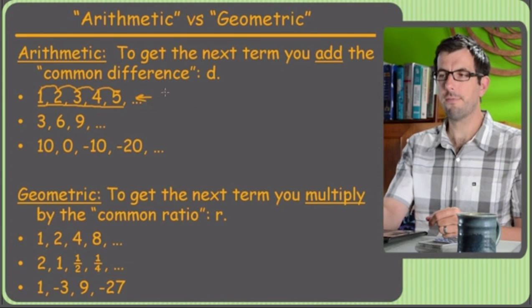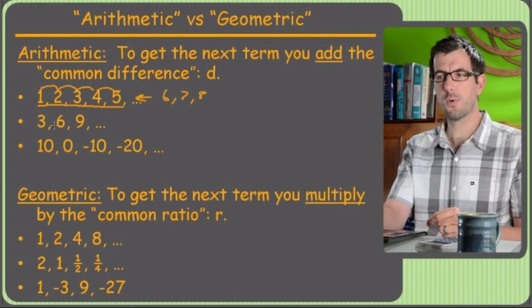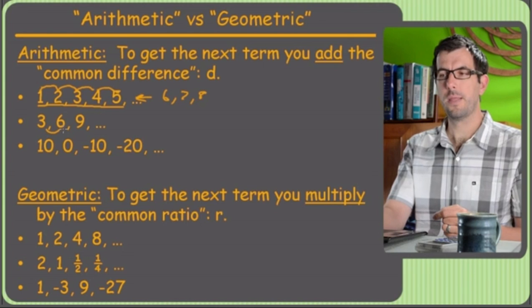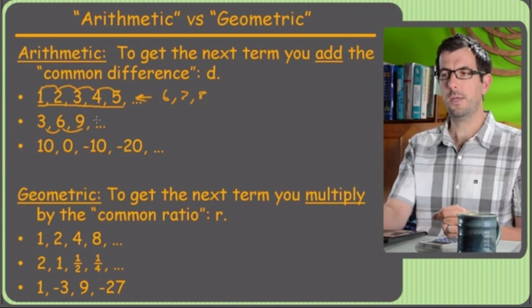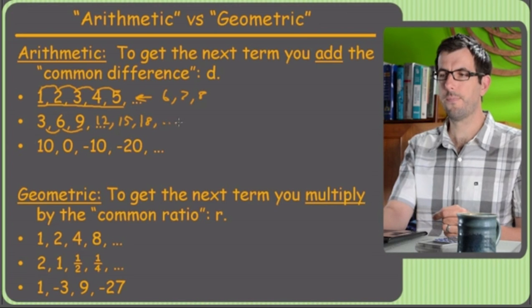So what would be after 5? 6, then 7, then 8. Pretty obvious. This next one, same story. Only it looks like we're adding 3, because it took 3 to get from 3 to 6. Then you have to add 3 to get from 6 to 9. So that means we'll go 12, 15, 18, etc.